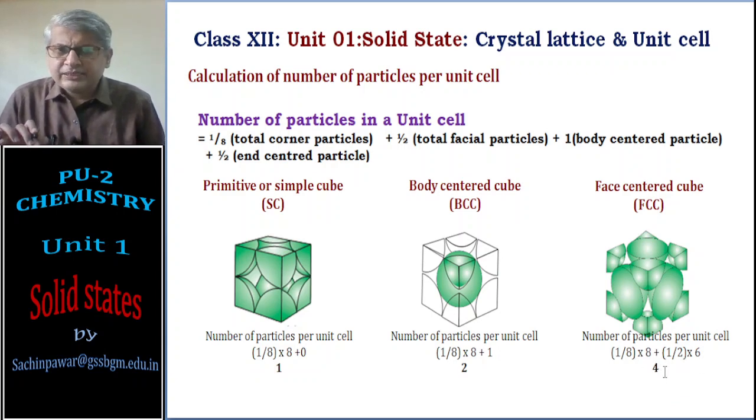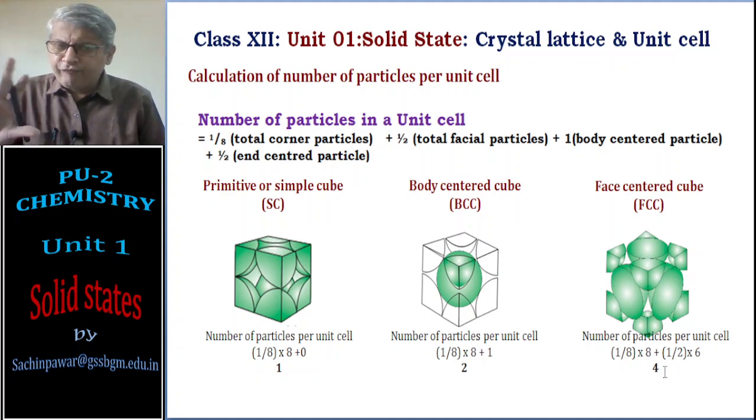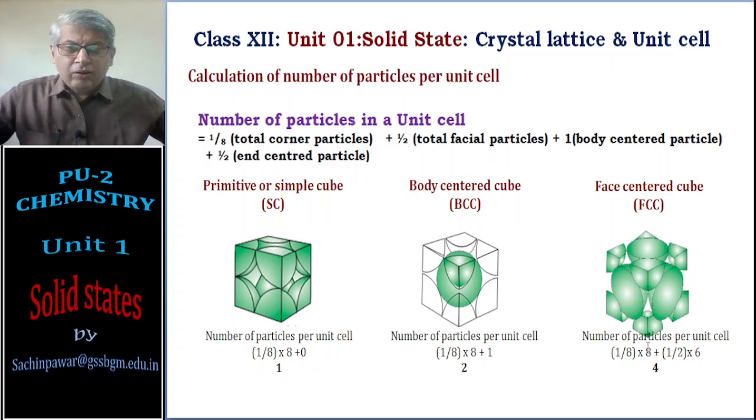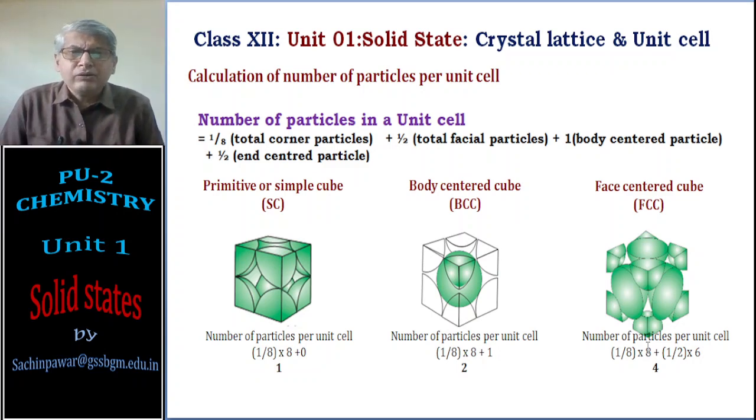So in a simple cube we have got one full sphere, which is a contribution of all the 8 corner spheres. In a body centered cube we have got 2 spheres, which is a contribution of one body centered sphere and 8 corner spheres. And in a face centered cube we have got in all 4 spheres, which is a contribution of 6 face centered spheres and 8 corner spheres. This is about the calculation of number of particles per unit cell.